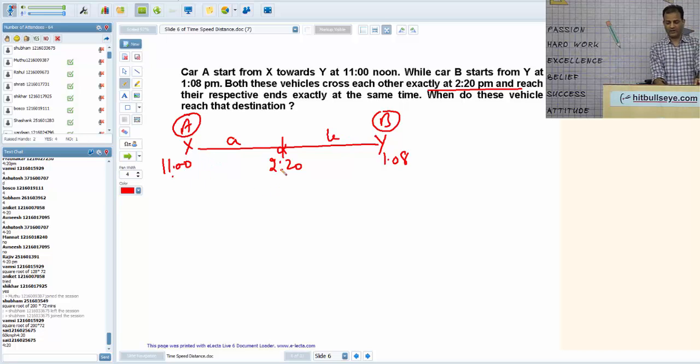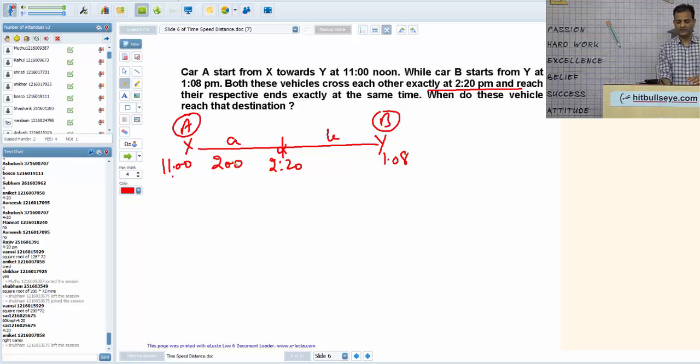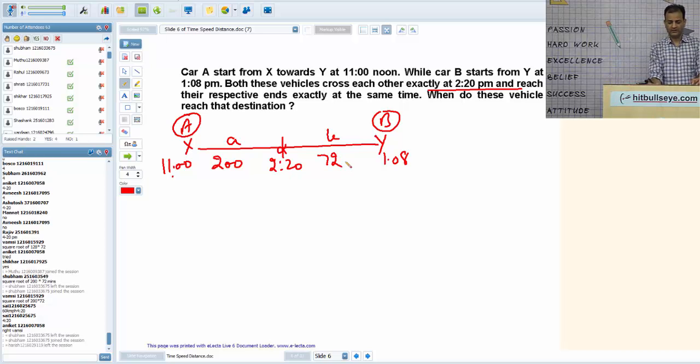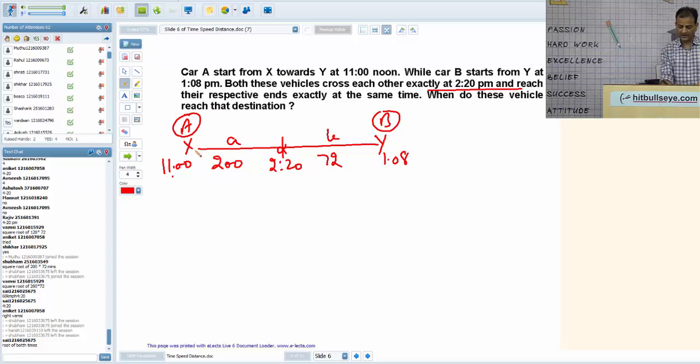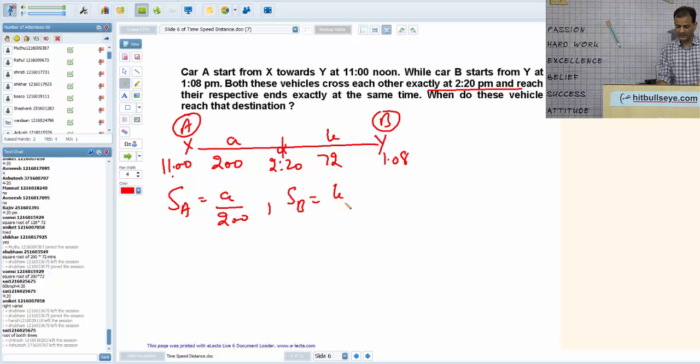Now here it is given from 11 to 2:20. How much time is there? 3 hours 20 minutes. 11 to 2:20, it is 3 hours 20 minutes. That is 200 minutes. And from 18 to 2:20, how many? 72 minutes. Now when car A covered A, the speed of car A is equal to distance A upon 200. Distance by time is speed. Speed of car B is B upon 72. Is it clear to everyone?